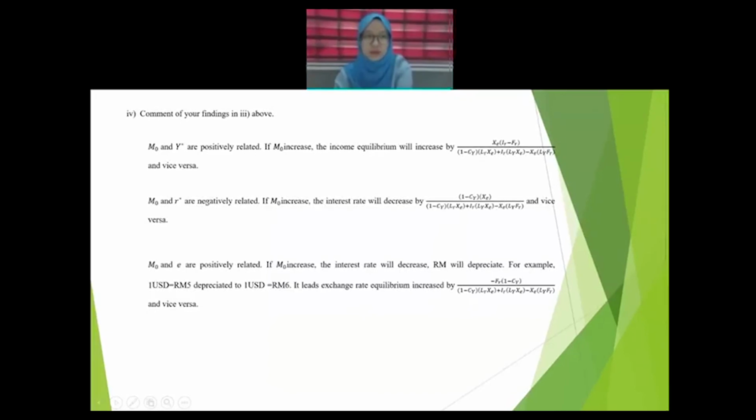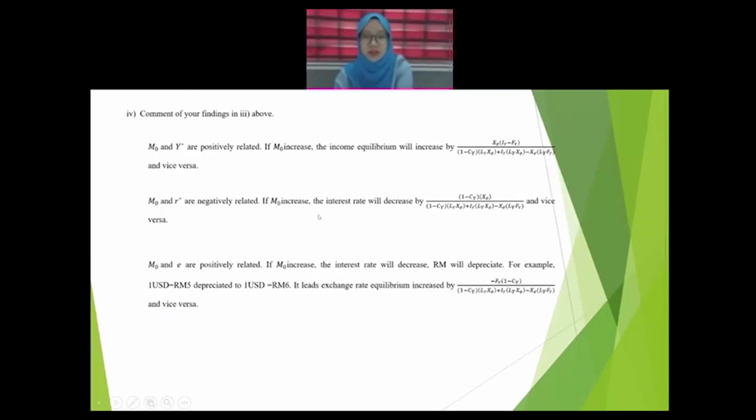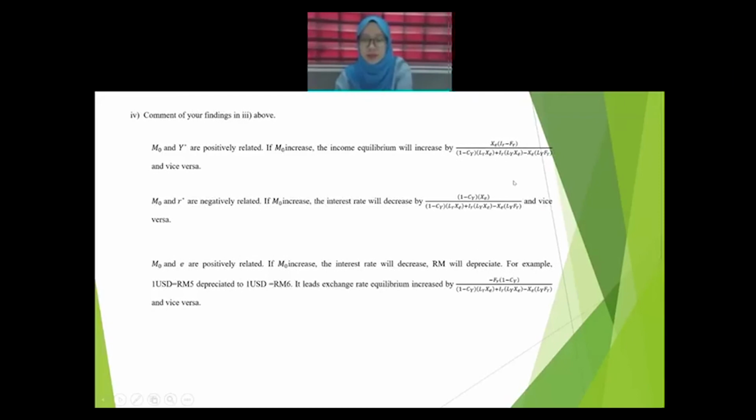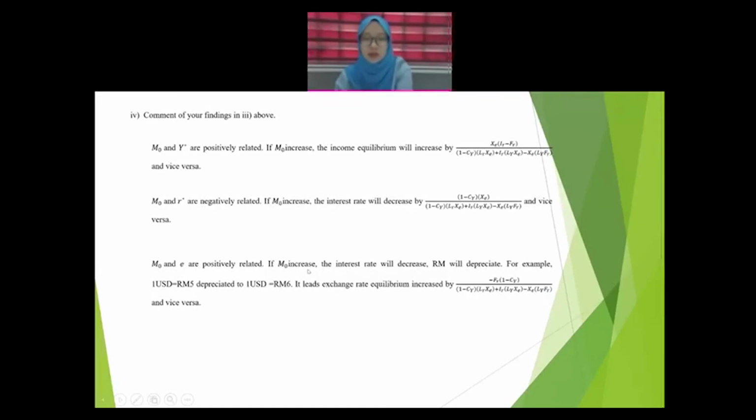And for the second one, M0 and R is negatively related, which is if M0 increase, the interest rate will decrease by this one, and vice versa also. And for the third one, this one, M0 and E is positively related, which is if M0 increase, the interest rate will decrease, which is the ringgit Malaysia will depreciate. For example, $1 is equal to 5 ringgit Malaysia, will depreciate to $1, which is equal to 6 ringgit Malaysia. It leaves exchange rate equilibrium increase by this one and vice versa.